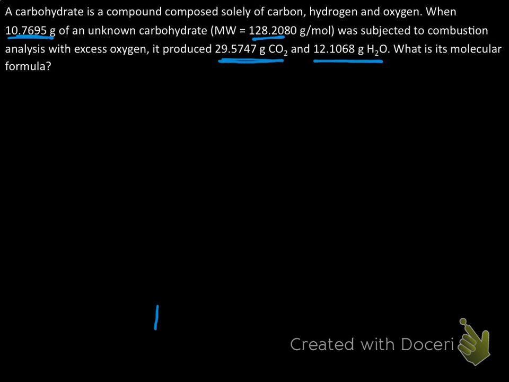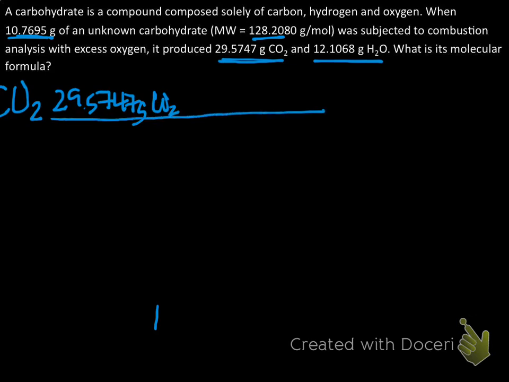So we're going to start with our CO2. And we have 29.5747 grams of CO2. And we're going to convert that to grams of carbon. So first step is to convert this to moles of CO2. For every 1 mole of CO2, there's 44.01 grams of CO2, and that's just the molar mass. That's carbon plus 2 oxygen from the periodic table.